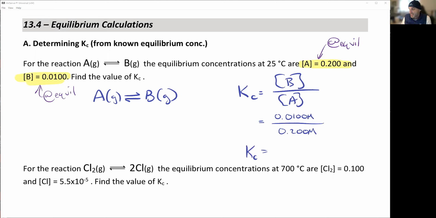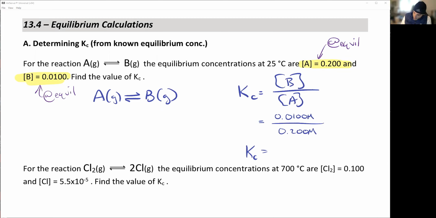So again, this is as easy as it gets, because we are already given the equilibrium values. Most of the time, you're not going to be given the equilibrium values. You're going to have to solve for them, or figure them out in some sort of way, and we're going to walk through that as well. But this is the simplest version of the problem.